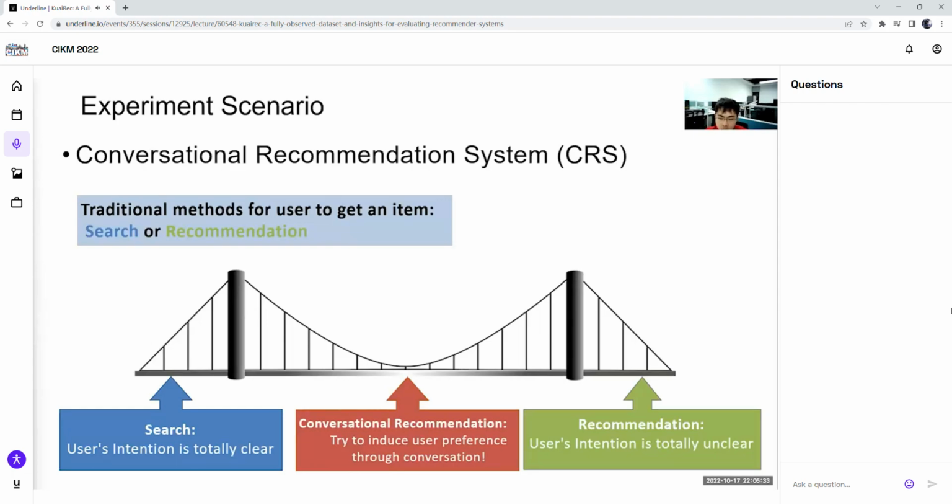By directly asking questions to the users, CRS tries to explicitly acquire users' preference and intention, achieving more efficient and accurate recommendation. So in this way, users can also actively tell the system what they want and what they like by means of a conversation.